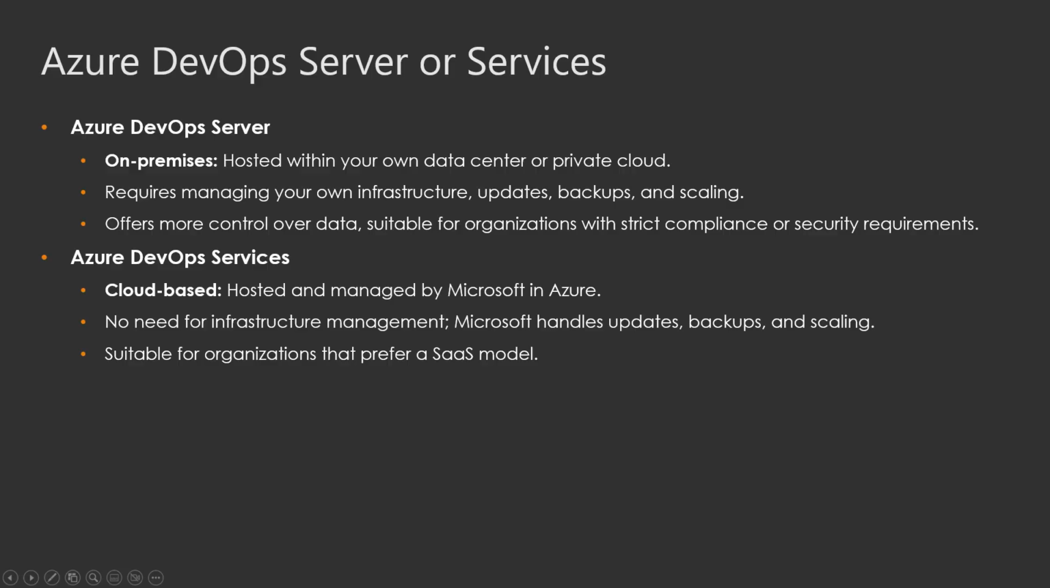As I told you, we have Azure DevOps Server or Services. DevOps Server means on-premises, hosted within your own data center or private cloud. It requires managing your own infrastructure, updates, backup, and scaling. It offers more control over data, suitable for organizations with strict compliance or security requirements. Another one is Azure DevOps Services, hosted and managed by Microsoft in Azure, or we can also take it on AWS and Google Cloud. No need for infrastructure management. Microsoft handles updates, backup, scaling, everything, they will take care of it. Suitable for organizations that prefer a SaaS model.